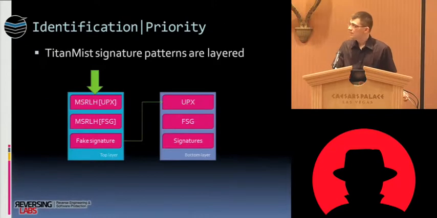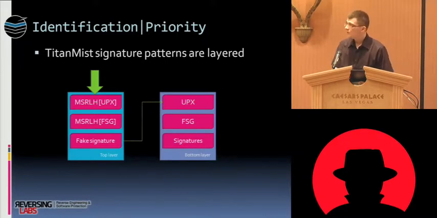Last but not least, we recognize the fact that there are some packers out there that can sign the file falsely. We have this packer called MSLRH, and it has an option of inserting fake signatures for basic formats such as UPX and FSG. So we said, why not check for these byte patterns first at the top layer, and if we are sure that these signatures are not faked, then we can just check for the regular UPX and be sure that the match we got isn't a fake one.